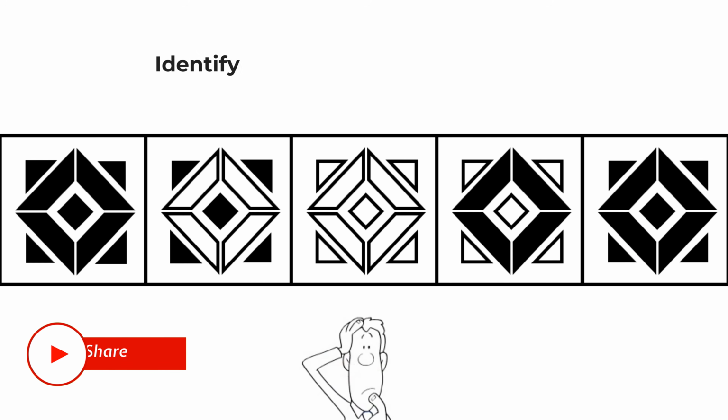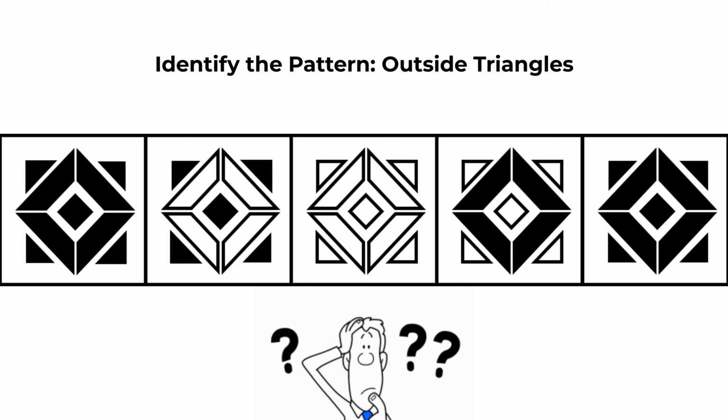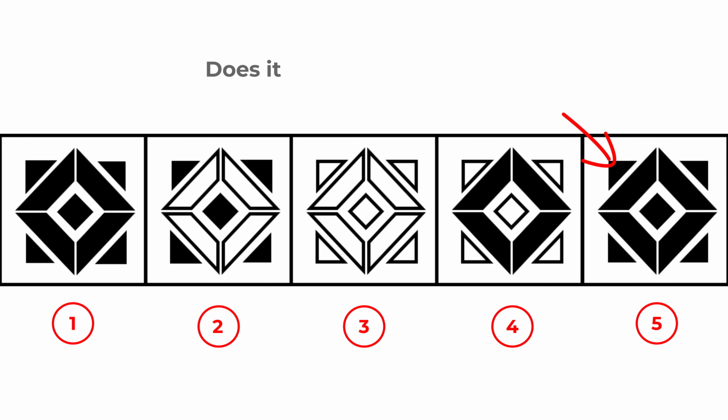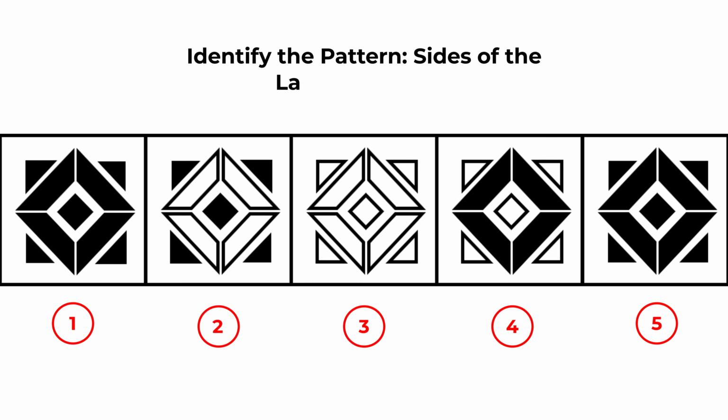Now, there is also a pattern of outside triangles. You see that outside triangles in shapes 1 and 2 are black, in shapes 3 and 4 are white, and in shape 5 are black. Does it ring a bell? Doesn't it give you a pattern? And then the third pattern are the sides of the larger diamond.